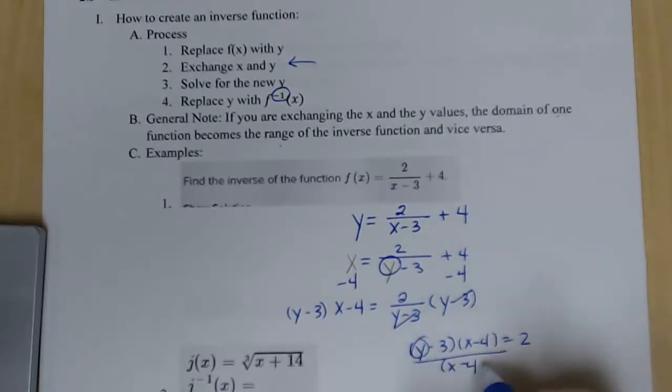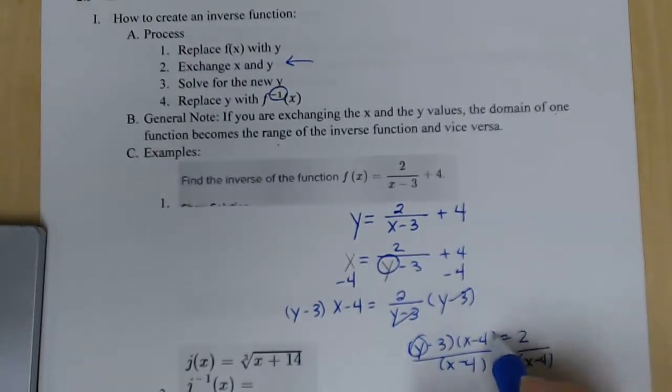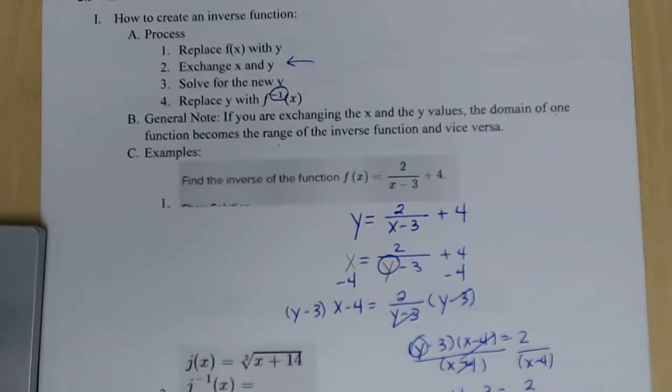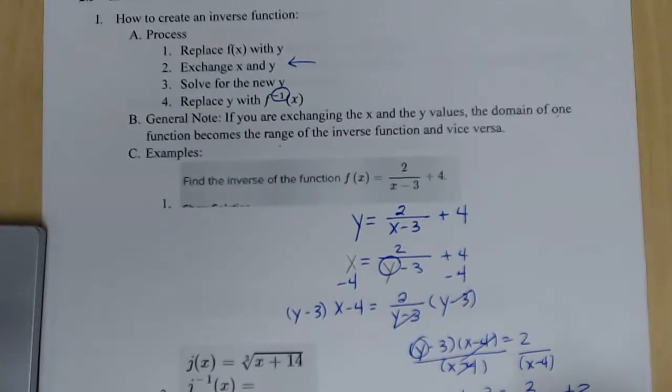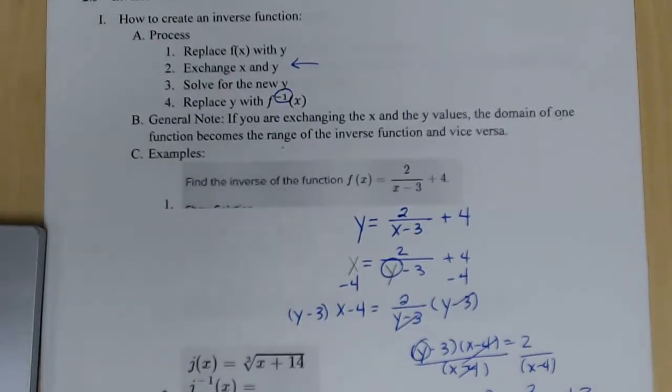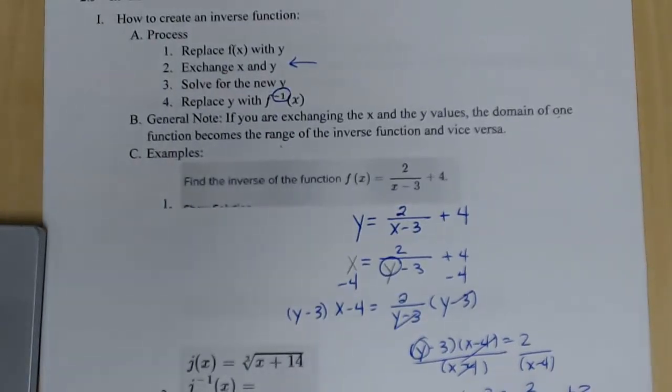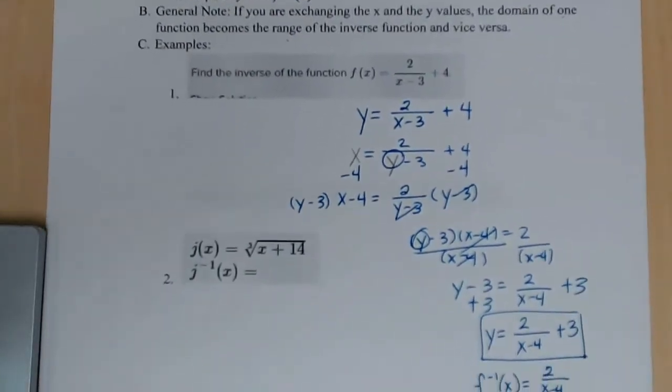My goal is getting that y by itself. I'm just moving things from side to side by doing the opposite operation. So that gives me y minus 3 equal to 2 over x minus 4. And then add 3 to move it over. So I get y equal to 2 over x minus 4 plus 3. And then step 4, replace y with f inverse. So I'd say f inverse of x is equal to 2 over x minus 4 plus 3.